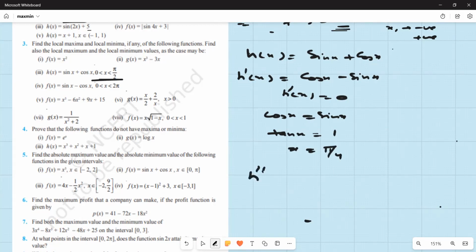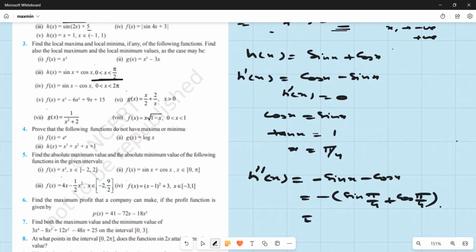Now double dash. h''(x) is, the derivative of cos is minus sin, minus cos x. So can I write minus of (sin x plus cos x)? sin pi/4 plus cos pi/4, both values are 1 by root 2. So it is minus of 1 by root 2 plus 1 by root 2, that is minus 2 by root 2, minus root 2, negative. Therefore maxima.